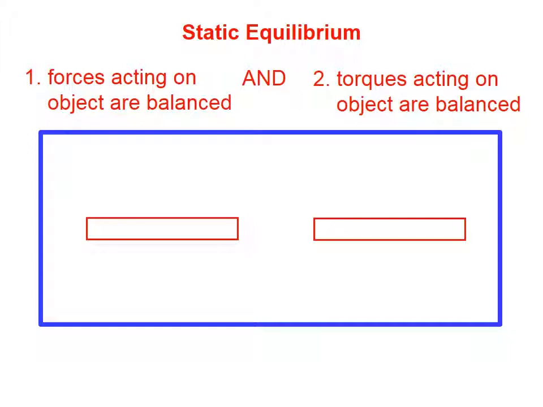When an object is in static equilibrium, two conditions are satisfied. One, the forces acting on the object are balanced, and two, the torques acting on the object are balanced.